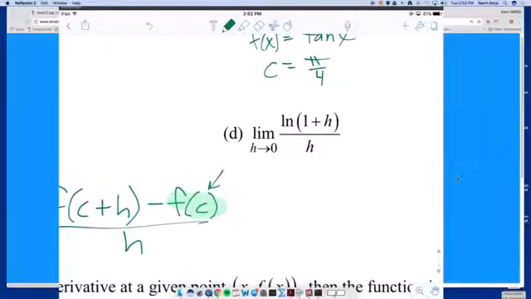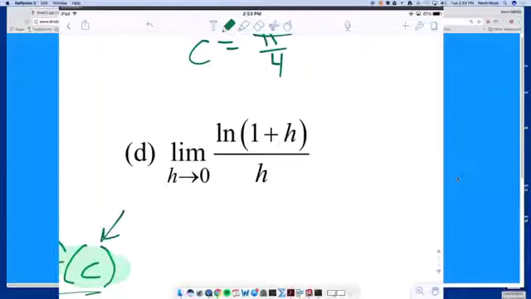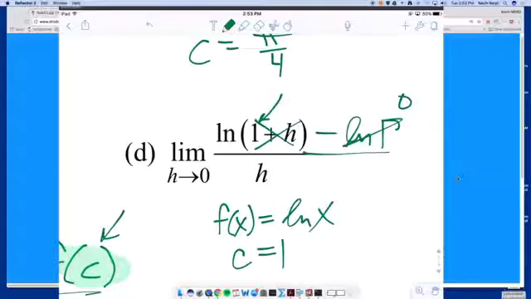Now the last one is a little bit tricky because it's the only one up here that doesn't have 2 terms in the numerator. I don't like you, 1 plus h, so it could be that f of x is equal to the natural log of x, and c is equal to, peek under there, a 1. But how come there's no second term? It should be minus f of c, right? Minus f of c. Well, if the function is natural log and c is 1, how come there's no minus natural log of 1 there? It's 0. Yeah, very good. The natural log of 1 is 0.